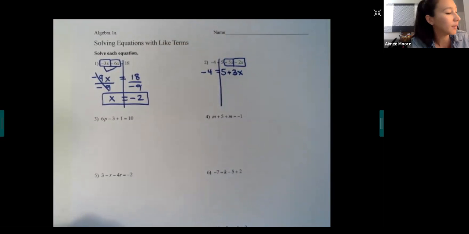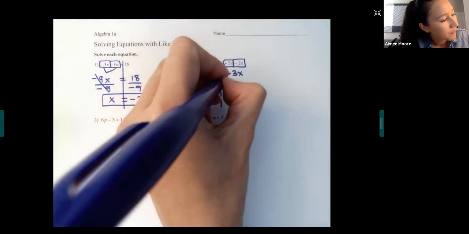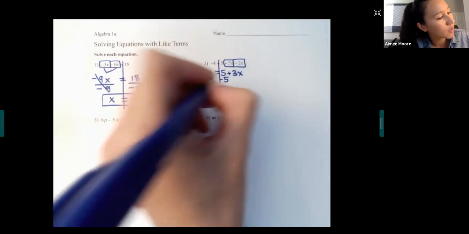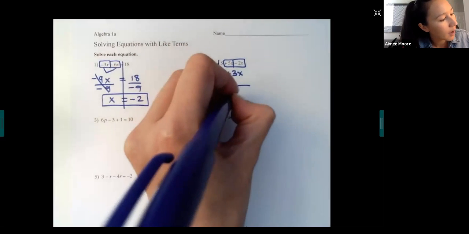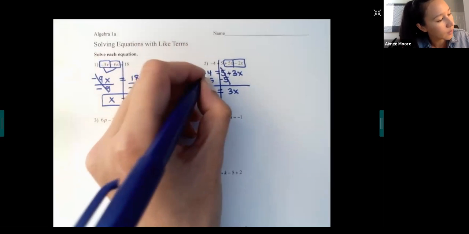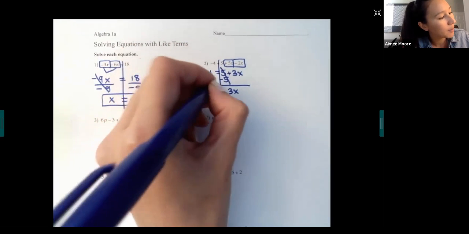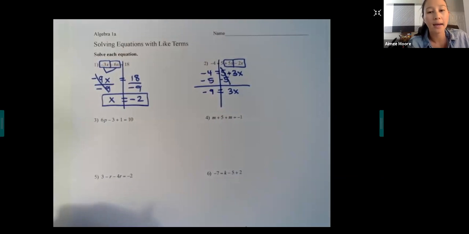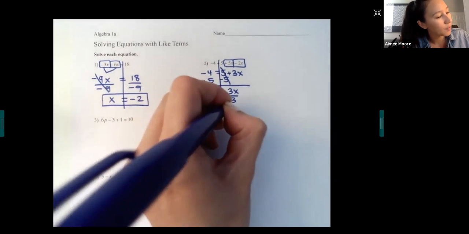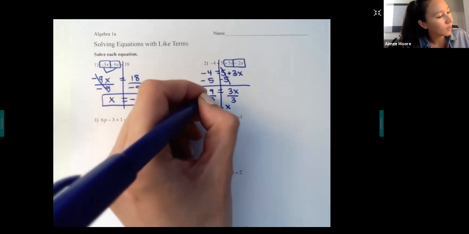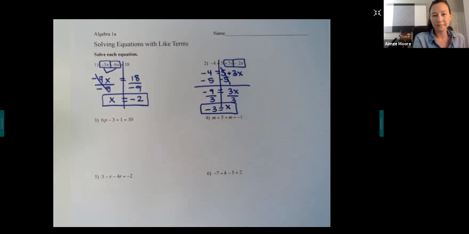And then now it's just solving a 2-step equation. So we have to get rid of this 5. So we subtract 5 from both sides. Those cancel out. We have 3x equals -4 minus 5, which is -9. Divide both sides by 3, and x equals -3.